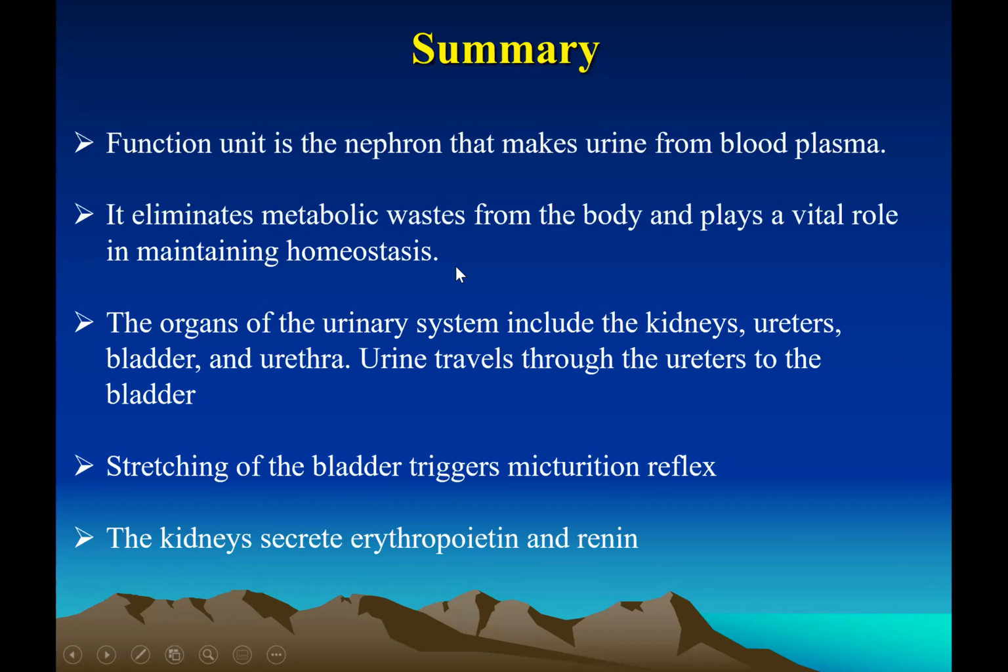Then we studied all the different organs of the urinary system, like the kidneys, the ureters, the bladder, and the urethra. And then we studied how the micturition reflex is controlled by both the spinal cord and your pons in your brain. And the kidneys will secrete hormones called renin and erythropoietin that will play a huge role in maintaining blood pressure and blood volume.